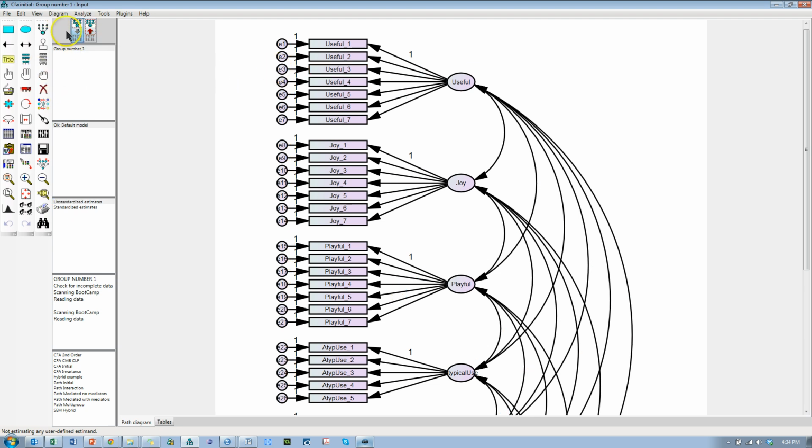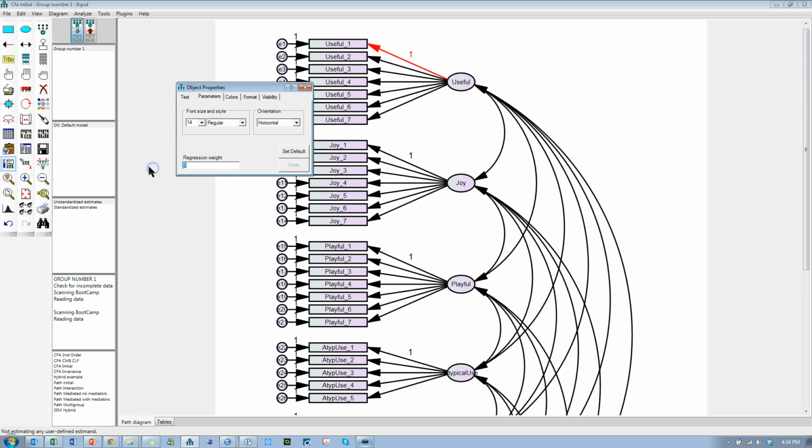I'm going to click the down arrow. Notice that I have constrained to 1. By default, Amos does this. It constrains one of the paths for each factor to 1. According to an expert, we should instead constrain the variance on the latent variable to 1. How do you do that? Double-click this arrow. On parameter, change this to nothing, and add a 1 here. 1, 1, 1. Delete.